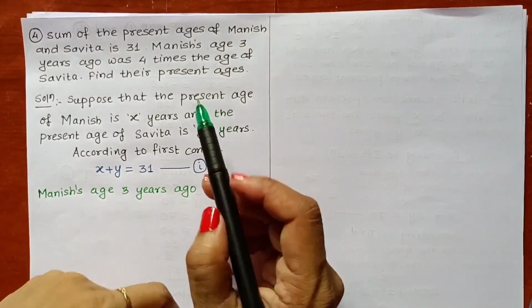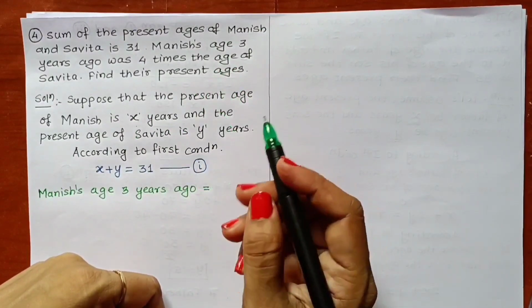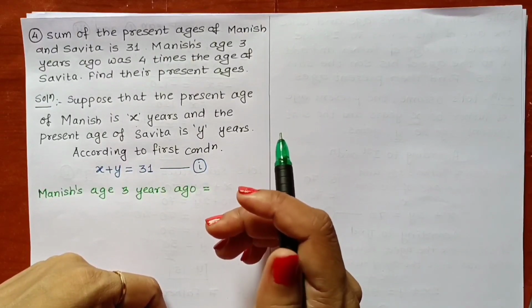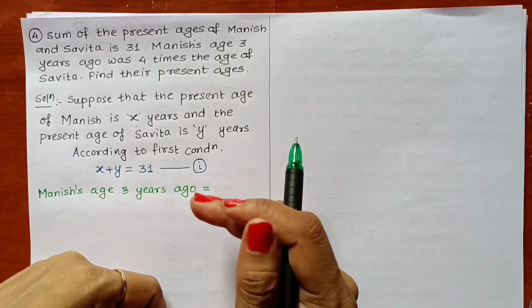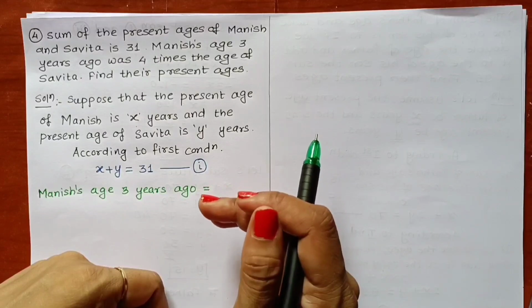Now see, his present age is x. What will be his age 3 years ago? For example, if today's age is 10 years, what would his age have been 3 years back? It was 7 years. What we have done? 10 minus 3 is 7.